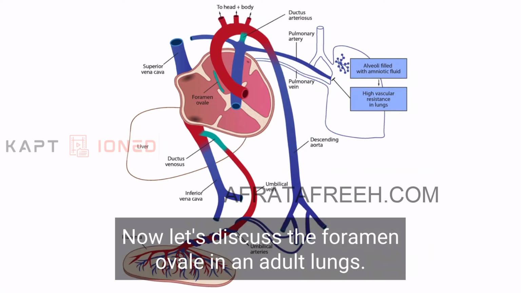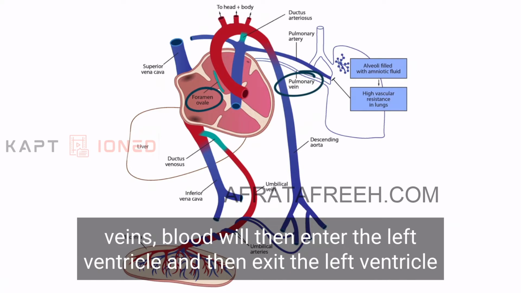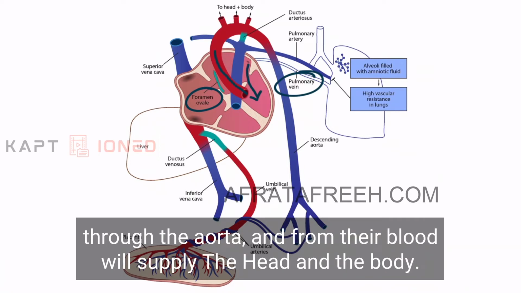Now let's discuss the foramen ovale. In an adult, lungs will oxygenate the blood and send it back to the left atrium through the pulmonary veins. Blood will then enter the left ventricle and then exit the left ventricle through the aorta, and from there, blood will supply the head and the body.